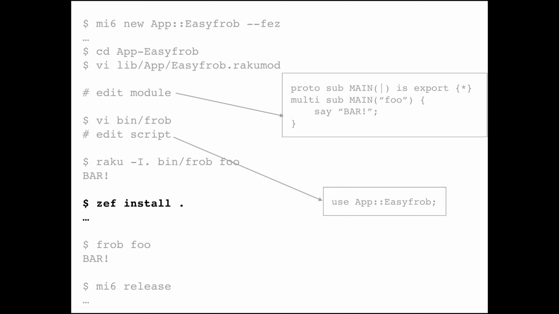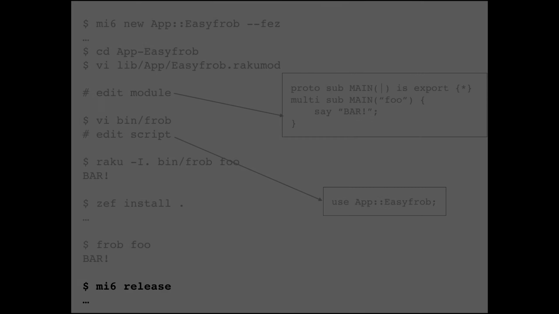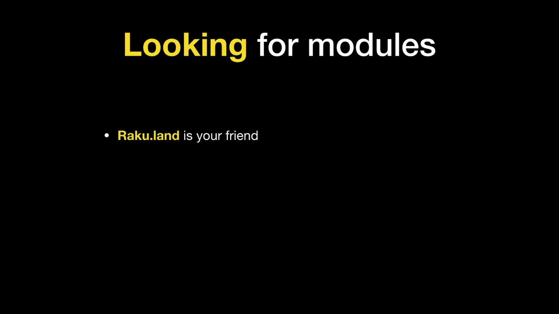So that will do its work and basically install the module, App::EasyFrob, and the frob script into your system. So after that, you can basically say frob from anywhere on your system, and it will actually show you bar. And if you really want to, you can actually share it with the world by saying mi6 release, and it will actually release it for you to the Zef ecosystem. That's all you need to do. Isn't that simple?